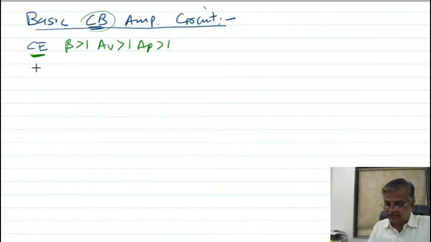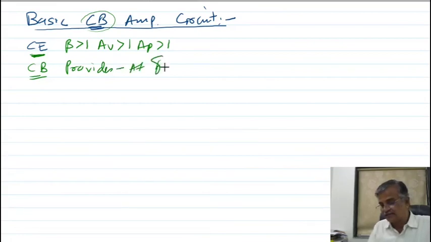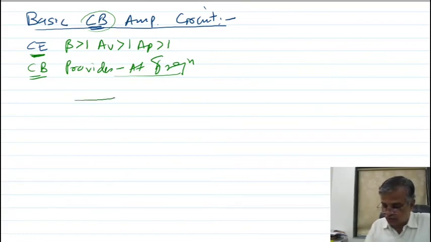Common base circuit provides very good results at high frequency. So it is advisable to use the common base configuration if someone wants to get gain at high frequency. So let us see the basic common base amplifier circuit that I am showing you here.